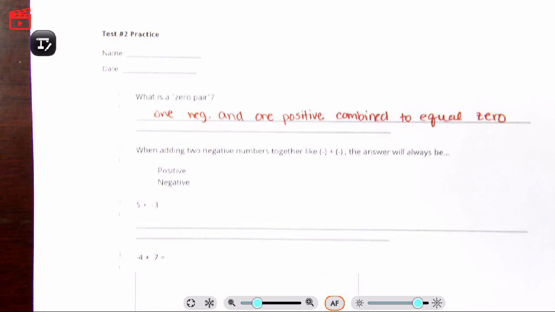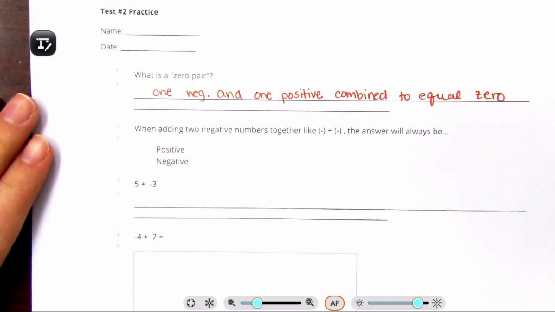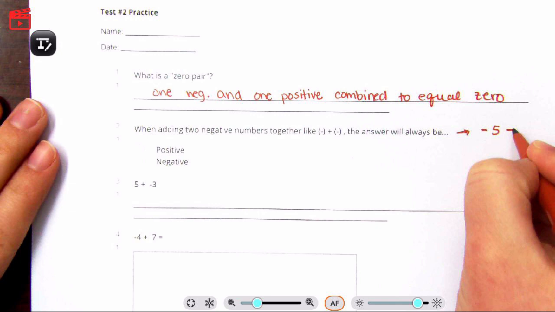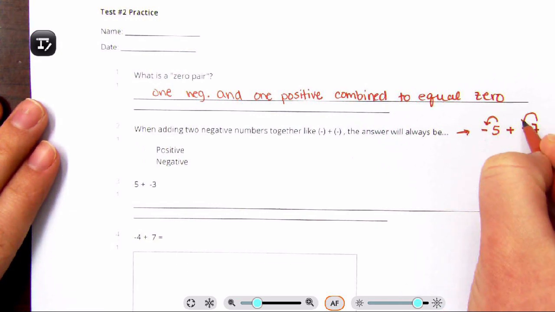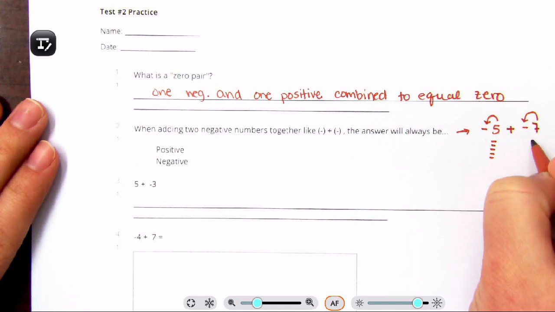Question number 2, when adding two negative numbers together, like a negative and a negative, the answer will always be, well, let's double check. If I have negative 5 and I have a negative 7. That means I have 5 negatives and I have 7 negatives. So 1, 2, 3, 4, 5. And I have negative 7. 1, 2, 3, 4, 5, 6, 7.